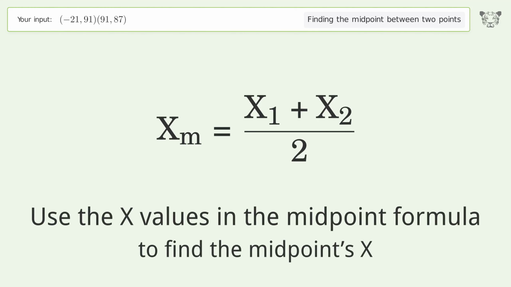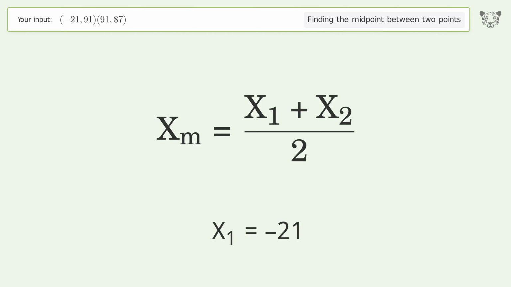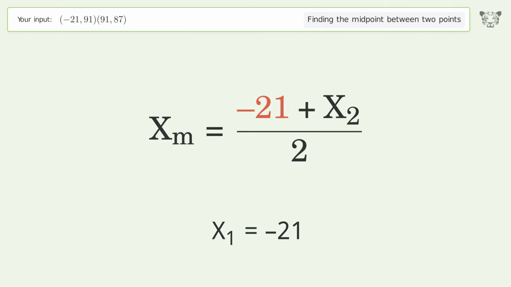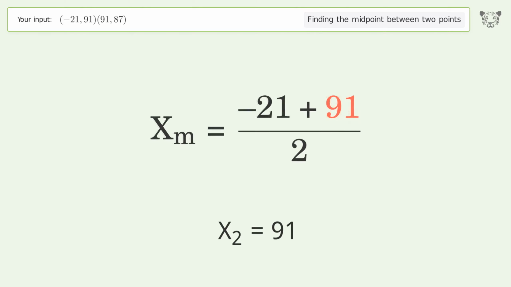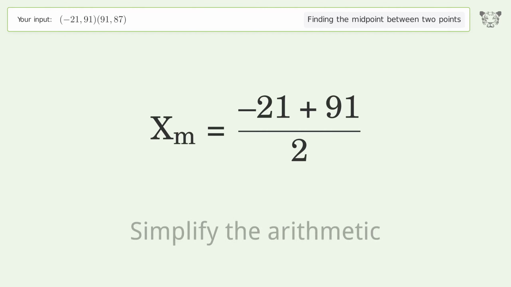Use the x values in the midpoint formula to find the midpoint's x. x1 equals -21. x2 equals 91. Simplify the arithmetic.